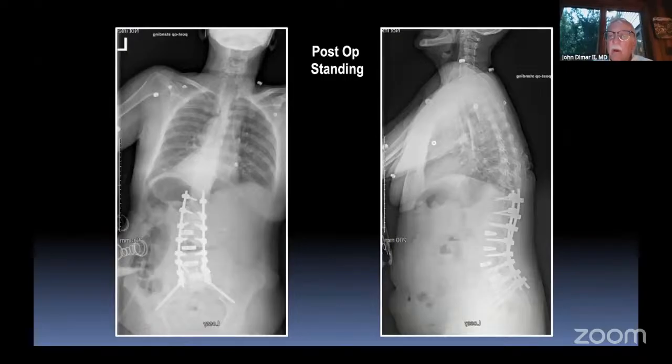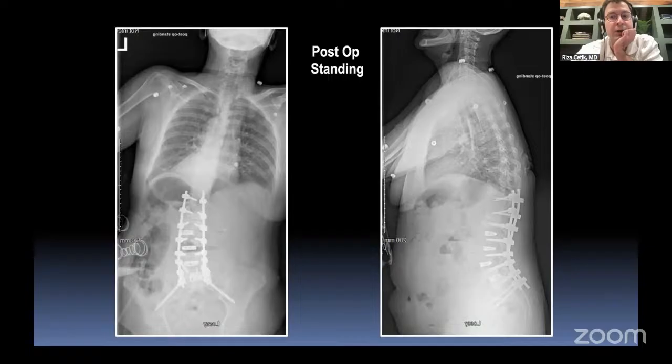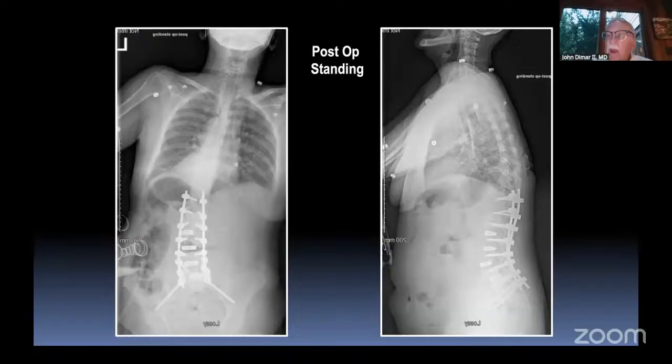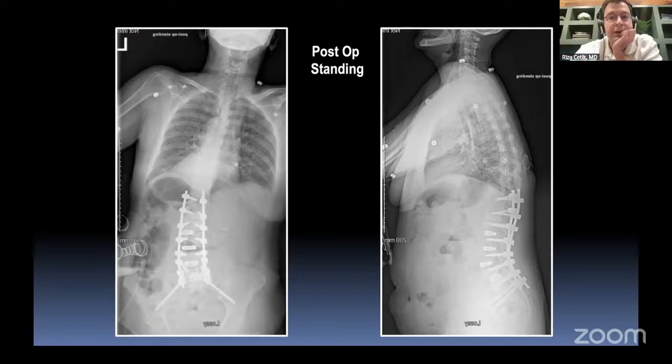So we decided to operate and extend the fusion up to T11, I'm sorry, T12. We see immediate post-op standing X-rays here. Her spinal alignment is good. The fixation looks good. We also extended the fusion caudally to her pelvis.